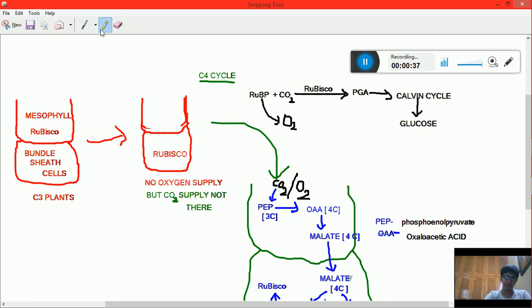So basically the first step in the C4 cycle, why we are saying it C4 or C3, because it involves a 4 carbon molecule. Basically that's why it is called the C4 cycle. In the C3 cycle, I have told in that video that RuBP, or ribulose bisphosphate, reacts with carbon dioxide to form PGA or phosphoglyceric acid.